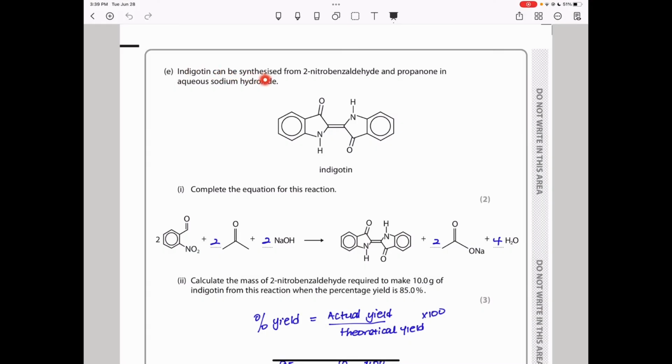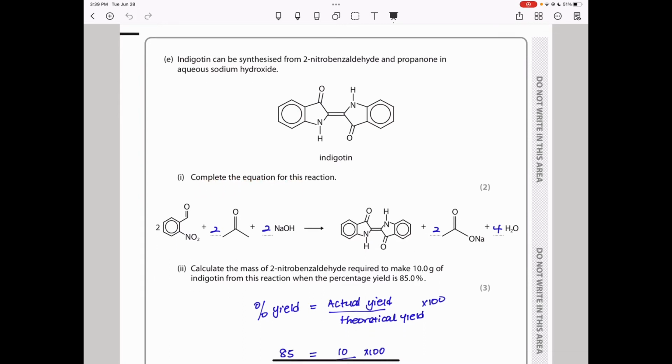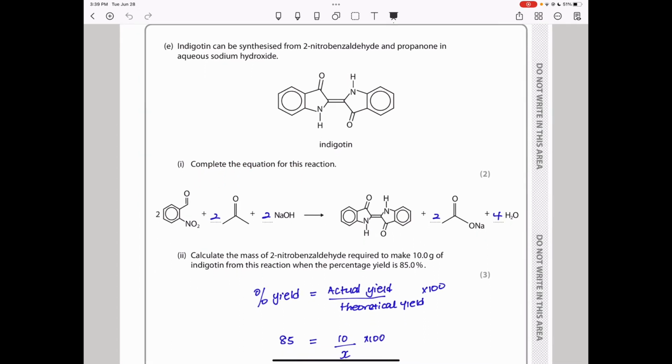Indigotin can be synthesized from 2-nitrobenzaldehyde and propanone in aqueous sodium hydroxide. So this is the structure of indigotin. They say complete the equation for this reaction. So when you look at this structure, we can look at the reactant side and how this is turning into that. It looks as if 2 of these, so they've given us the 2. However, each of these is losing 2 oxygens, so a total of 4 oxygen atoms lost from the formation of 2 of these.